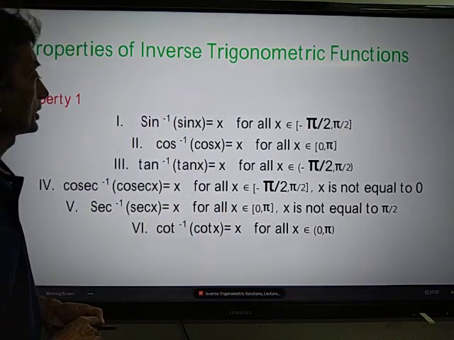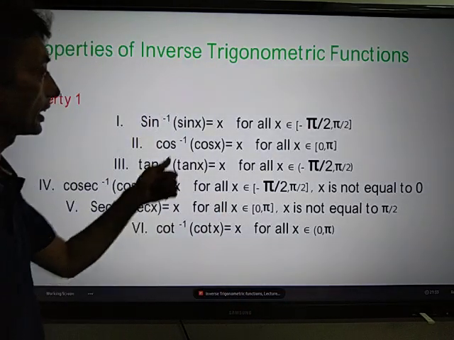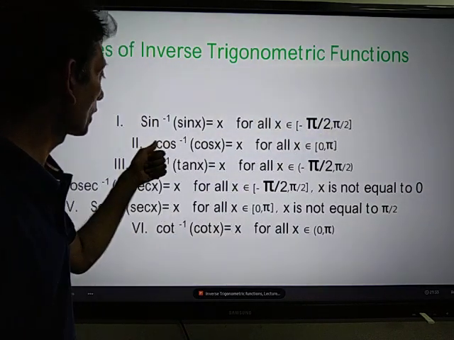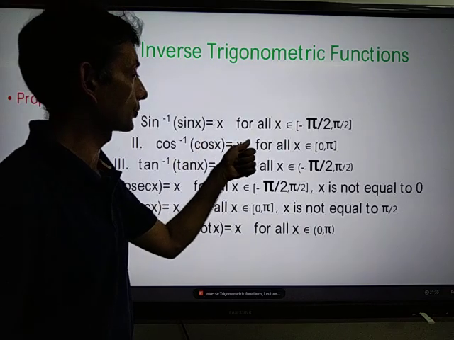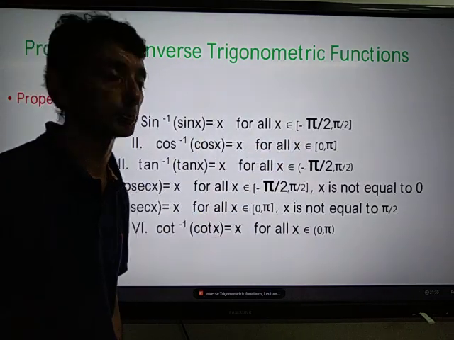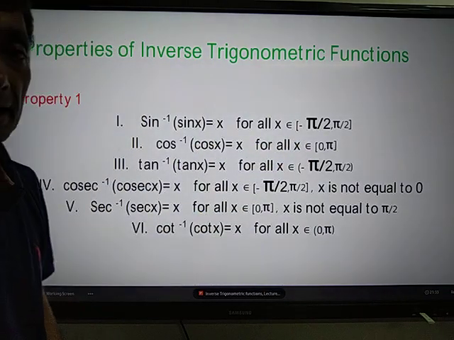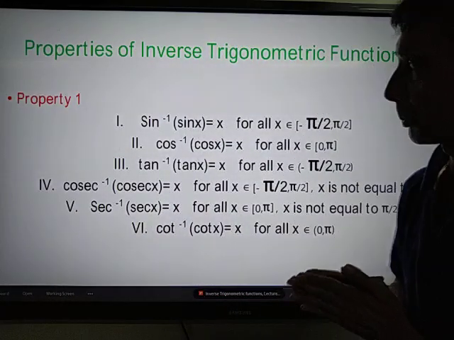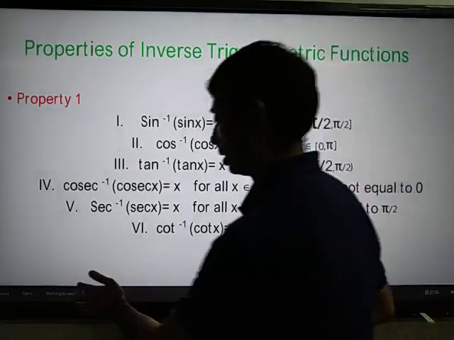The first property is this, that sine inverse sine x is equal to x for all x belonging to minus pi by 2 to pi by 2. Cos inverse cos x is equal to x for all x belonging to 0 to pi. And similarly the remaining properties. Now let us see how these properties can be proved.